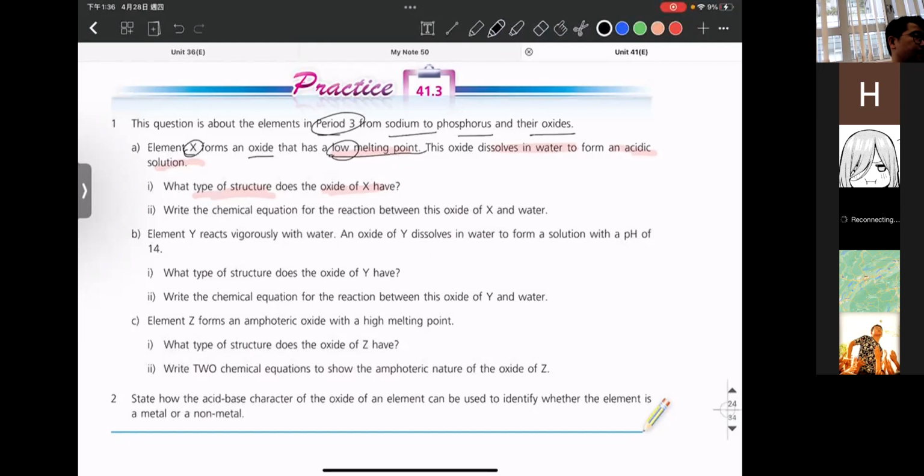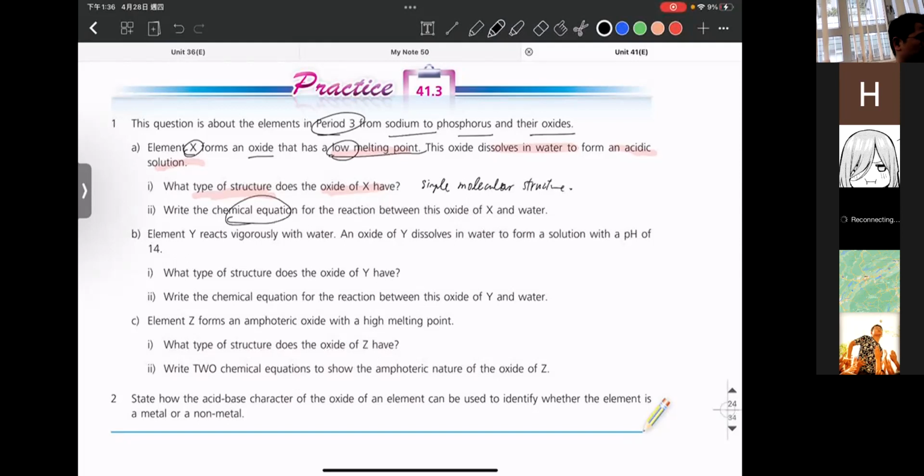From sodium to phosphorus, what can X be? It would be phosphorus. X should be phosphorus, and the oxide should have a simple molecular structure. Now, with a simple molecular structure, it will dissolve in water to form an acidic solution.